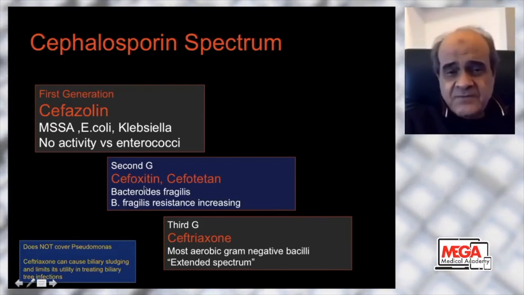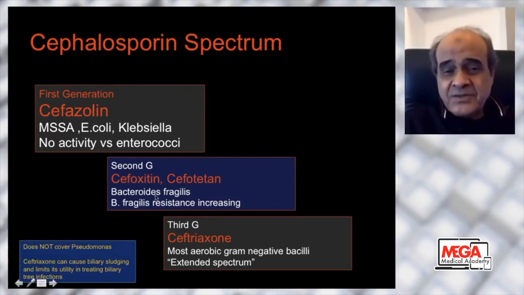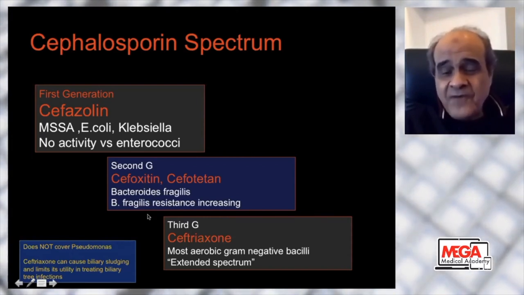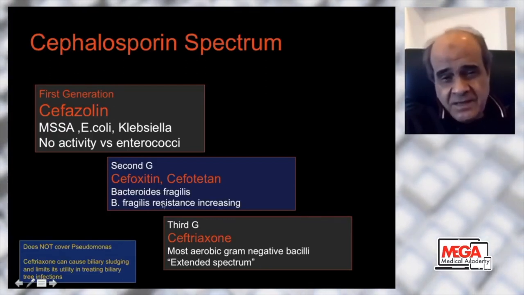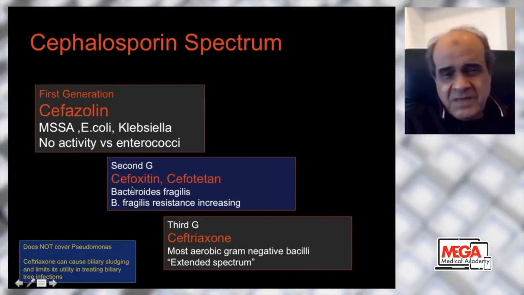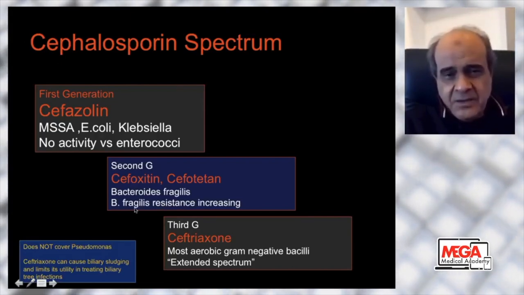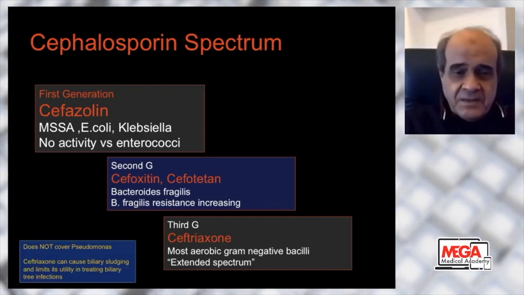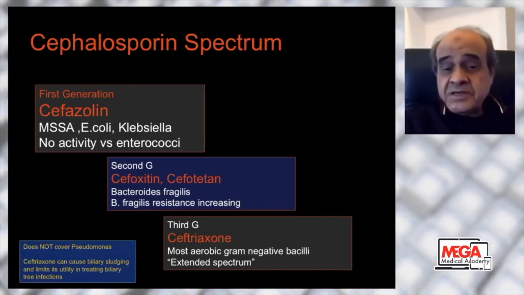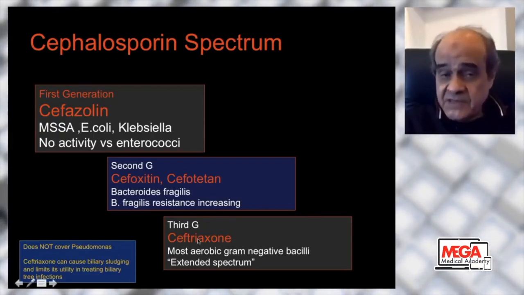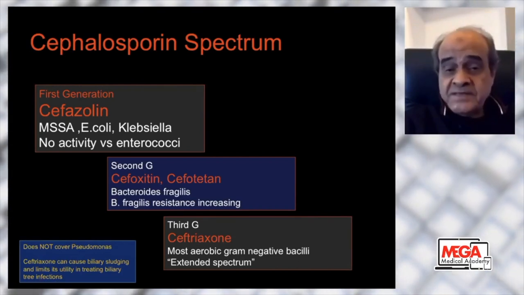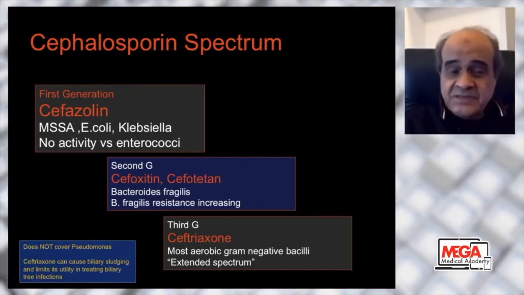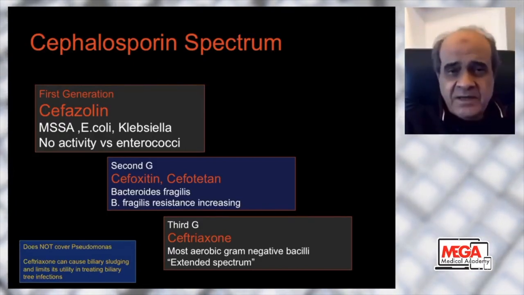Second generation is cefuroxime and cefoxitin, and it can cover Bacteroides fragilis, as resistance is increasing. As we increase in the generation, the anaerobic coverage by cephalosporin decreases. The first and second generations may affect the anaerobic Bacteroides fragilis, but when we go to the third and fourth, it is not effective against anaerobes. Third generation, ceftriaxone, starts the gram-negative activity, as you know, and the spectrum is extended wider. Take care, ceftriaxone may cause biliary stones and biliary sludge, so it is not good in cases of biliary infection.